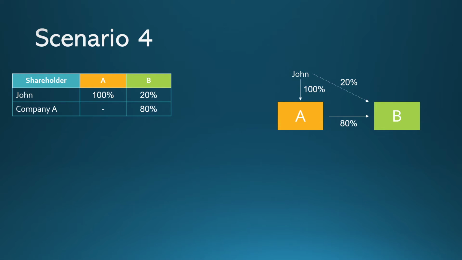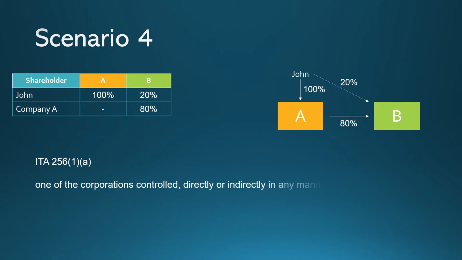And hopefully you found ITA 256 subsection 1 paragraph A, where it says one of the corporations controlled, directly or indirectly in any manner whatever, the other. And what does that mean? Well, it means we could even remove John from the equation for a second, and we can see that company A clearly controls company B. So A and B are associated by virtue of 256 subsection 1 paragraph A.